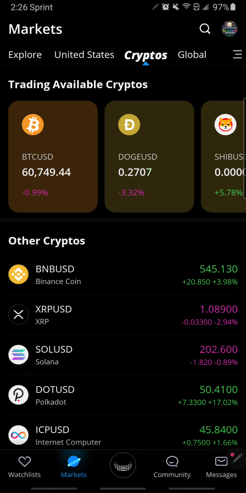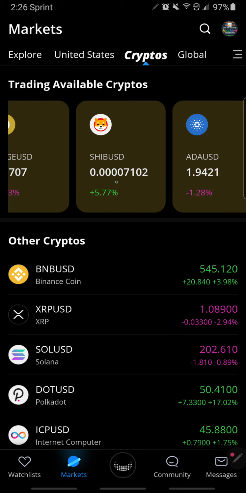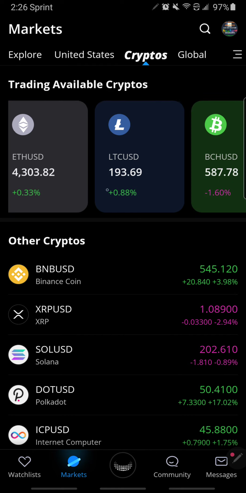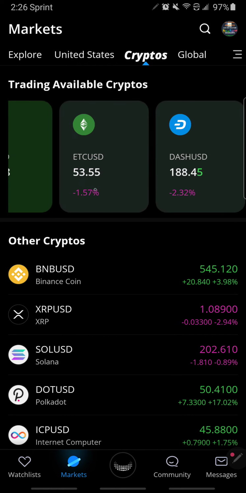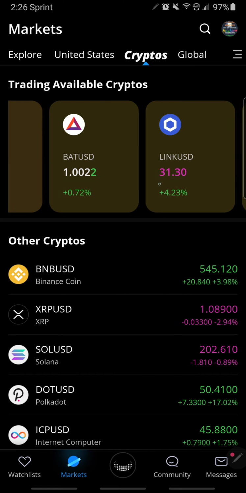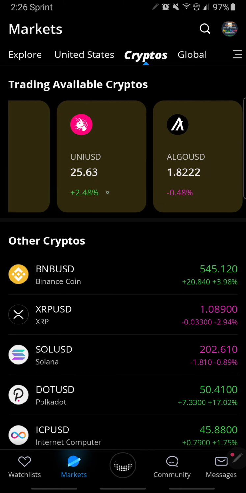In this case, this is what appears. So here are the available crypto that you can trade on Webull. So Bitcoin, obviously, Doge, Shibu is here. Yes, Shibu is here. Ethereum is here. Litecoin is here. ETC USD is here. Dash is here. All of these ones you can trade on Webull.